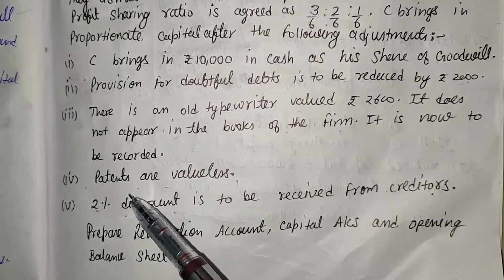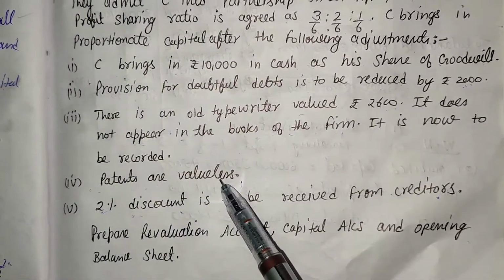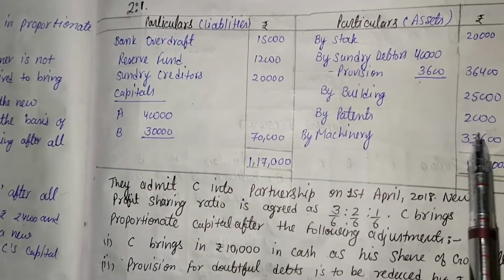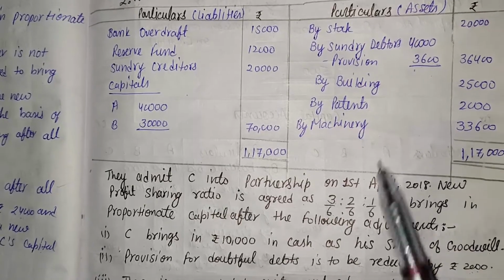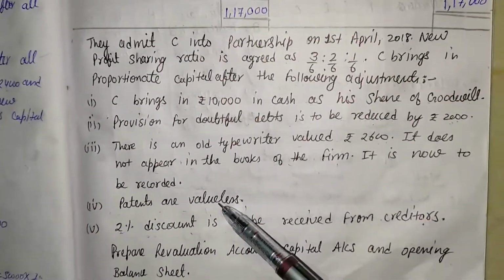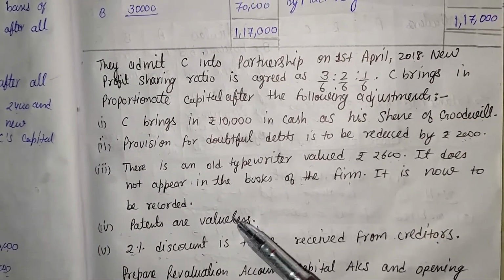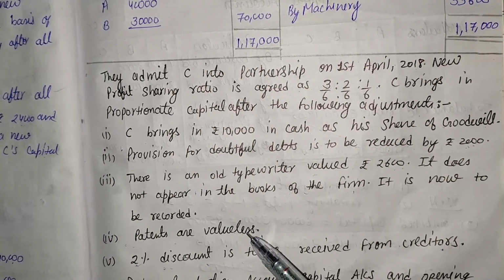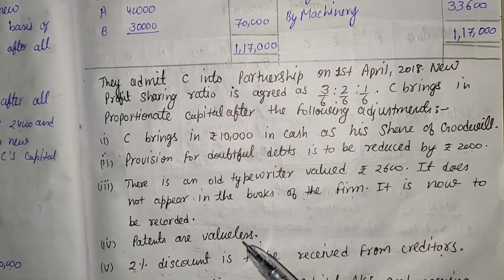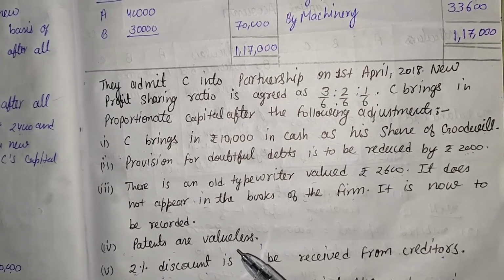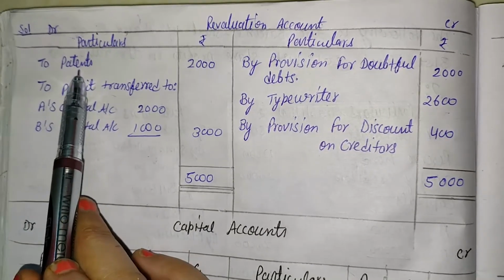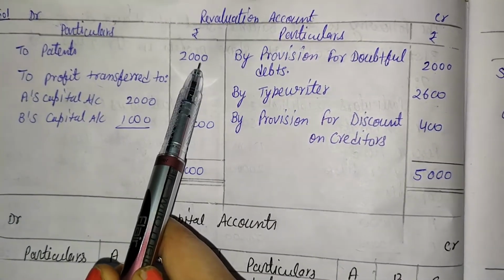Next point is, patents are valueless. Before this, the patent's value is rupees 2000. Now it is valueless. It means the value of patents is 0. It means assets reduce. If an asset decreases, that will be recorded on the debit side. Here it is, to patents, rupees 2000.